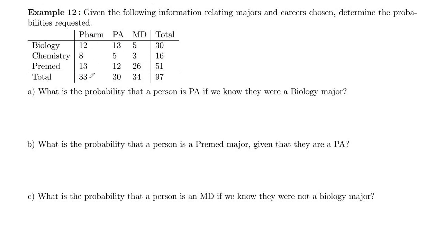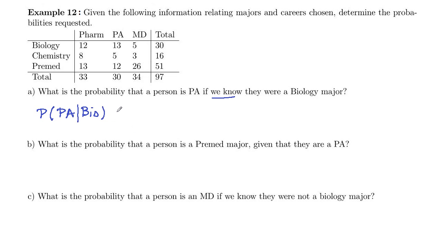Column totals here, 33 pharmacists total, 12 were bio majors, 8 chemistry, and 13 pre-med. And then a total of 97, so the grand total of everyone that we surveyed. So we want to know what is the probability the person is a PA, we know they were a biology major. So that's asking what is the probability the person is a PA given they were a bio major.